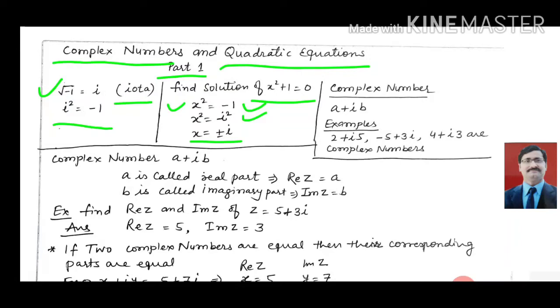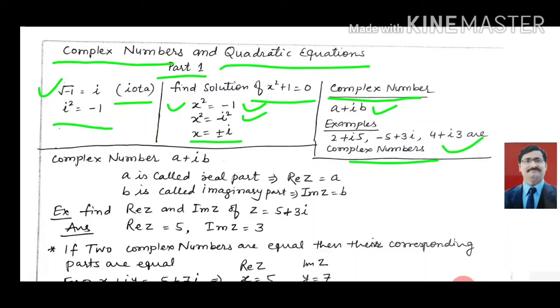Look here, complex numbers we are doing. So here a plus iota b we will write. A plus iota b is a complex number. Complex why? Because here we have a real and an imaginary part, so we say it is a complex number. Look here, we take some examples: 2 plus iota 5, minus 5 plus 3 iota, 4 plus iota 3 are complex numbers. These are some examples I wrote for complex numbers.